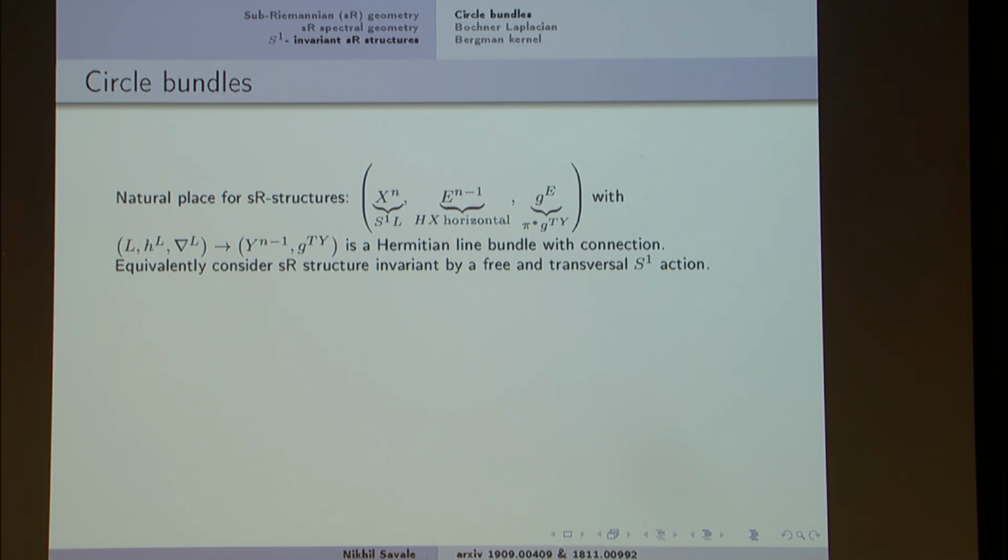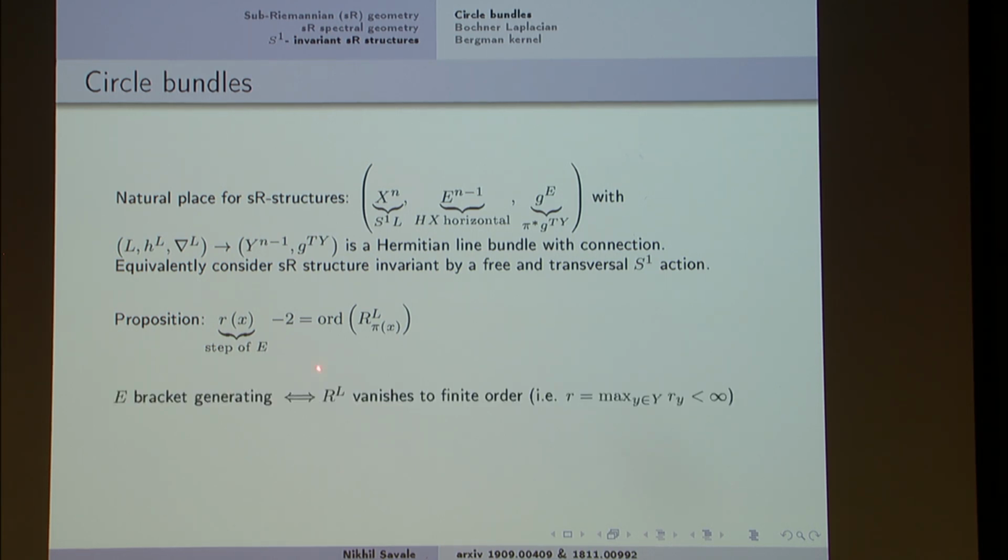So now the first question to ask is, when is this distribution bracket generating? The answer is given by the following proposition. The step size, the number of brackets that you need to generate, so there's only one missing direction here, the vertical direction, is given in terms of the curvature on the base manifold. The step of E is 2 plus the order of vanishing of the curvature. The first bracket gives the curvature, that's just the definition. If that vanishes, you keep taking brackets, which corresponds to differentiating the curvature. Therefore it's bracket generating if and only if the curvature vanishes to finite order on the base.